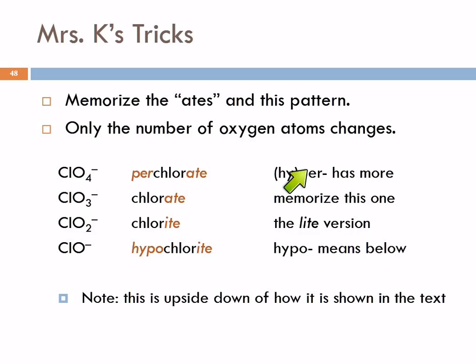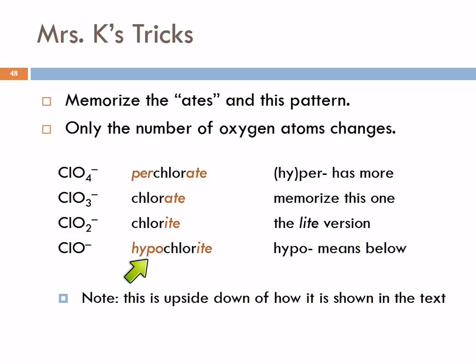Per. Per is part of like hyper. What does hyper mean? Above, more. Hyperactive, more active, right? Perchlorate has 1 more oxygen than chlorate. You memorize the -ate, you can figure out perchlorate, perbromate, periodate.